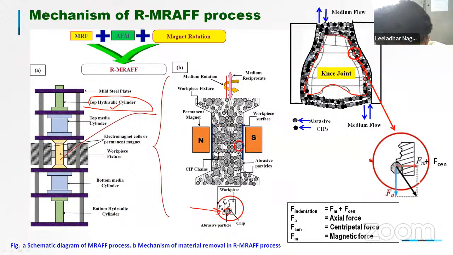So what is happening basically? The abrasive is indented into and removed from the workpiece with the help of the hydraulic cylinder. This is the basic mechanism of this developed process. Once the abrasive is indenting into the workpiece with the help of the normal indentation force, material is removed with the help of the hydraulic action of the cylinders.